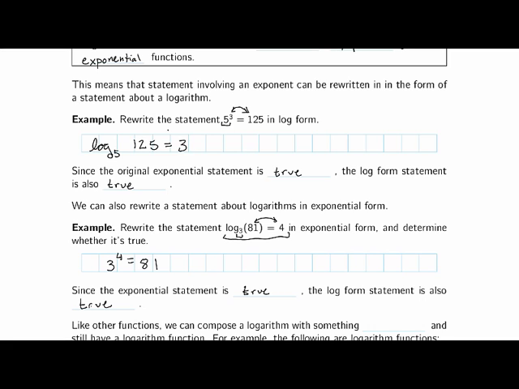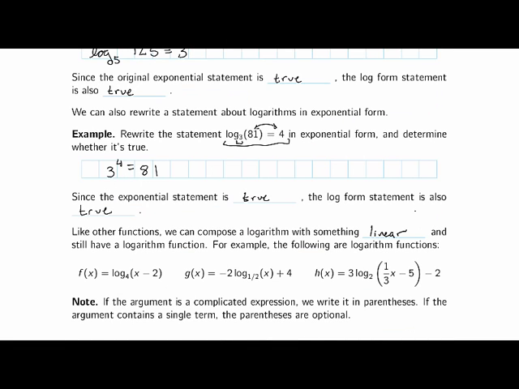Like other functions, we can compose logs with something linear and still have a log function. So we can have something linear in the argument, and then we can also do something linear to the log. If we only have one term in the argument, so something like this, the parentheses around it are optional. We'll typically include the parentheses if we really want to highlight that that's what we're taking the log of. Otherwise, we'll leave them out. So if you're ever in doubt as to whether you need parentheses around your argument, put them in. It's never wrong to include them.